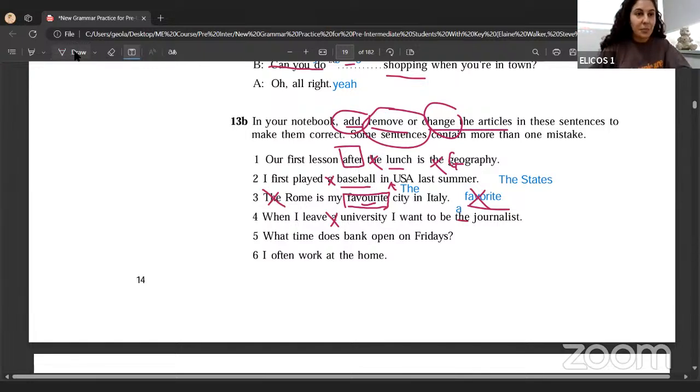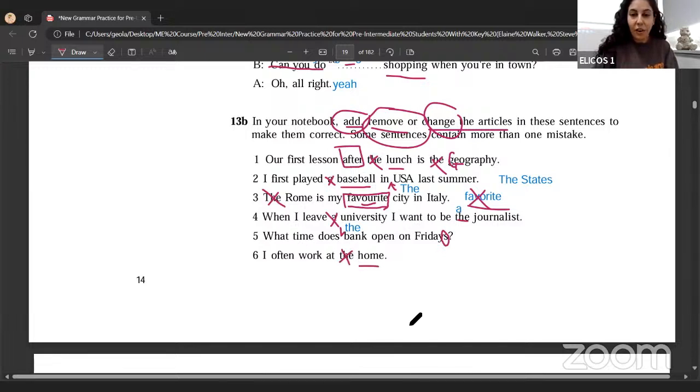What time? Yes, we need to put the. What time does the bank open on Fridays? Okay, it's asking about a routine. That's why we put an S on Friday. It doesn't just mean this Friday. It means Fridays in general, every Friday. So, what time does the bank open on Fridays? And the last one.